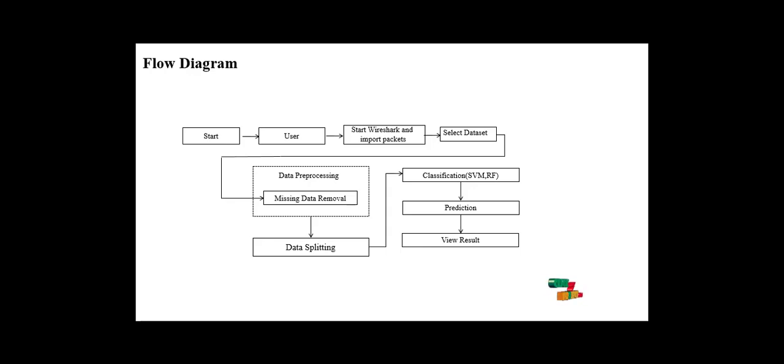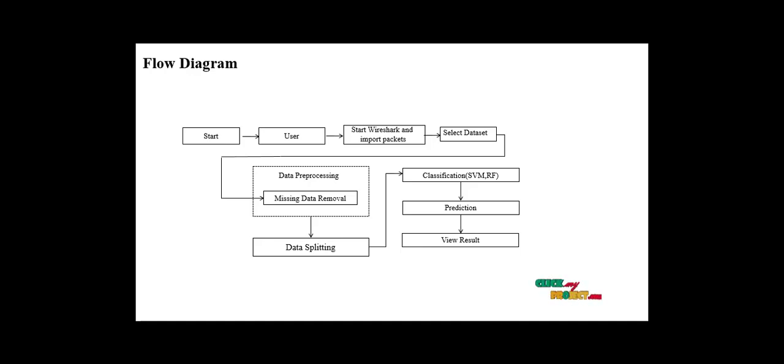After the successful pre-processing, data will be split. The data set will be split in the ratio of 70:30, where most of the data will be in the train data and the remaining in the test data, so that we can train the data using a classification algorithm such as a support vector machine and a random forest.